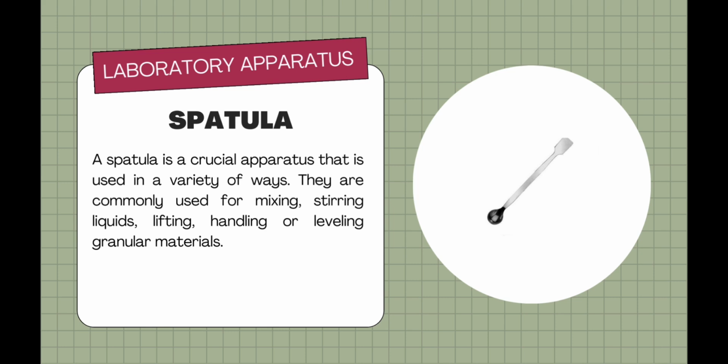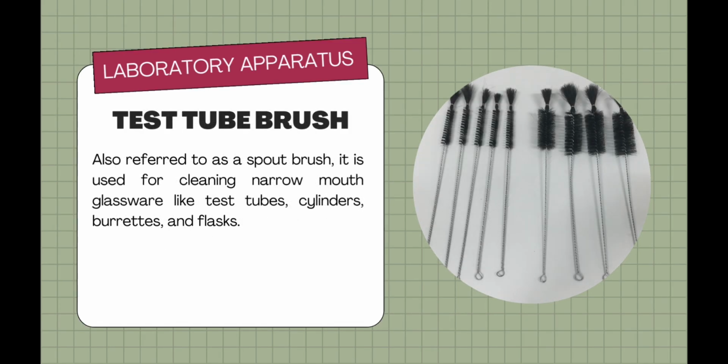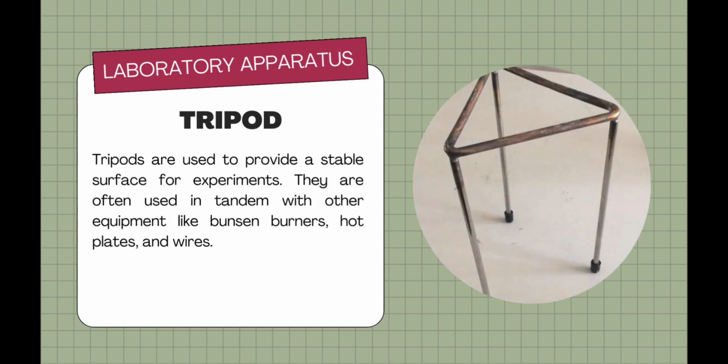Spatula. A spatula is a crucial apparatus that is used in a variety of ways. They are commonly used for mixing, stirring liquids, lifting, handling, or leveling granular materials. Test tube brush, also referred to as a spout brush. It is used for cleaning narrow mouth glassware, like test tubes, cylinders, burettes, and flasks.